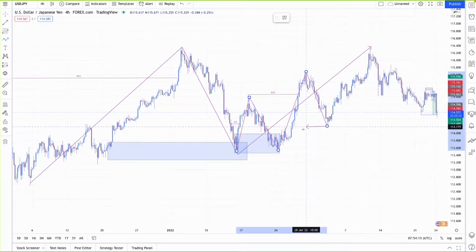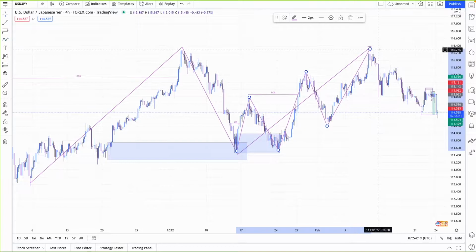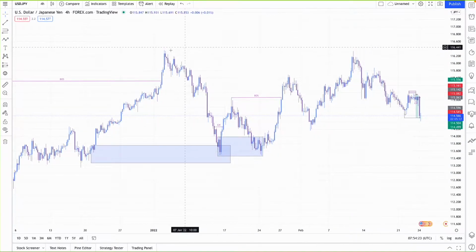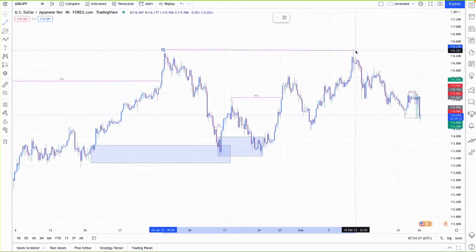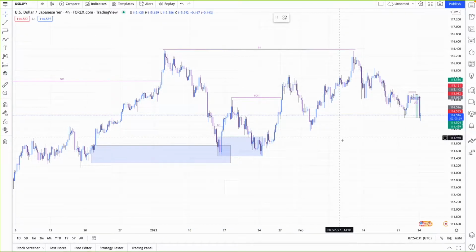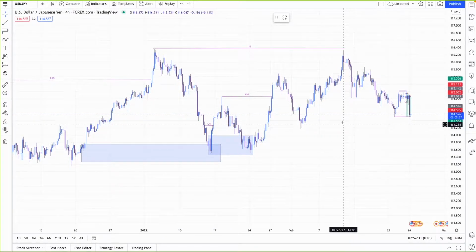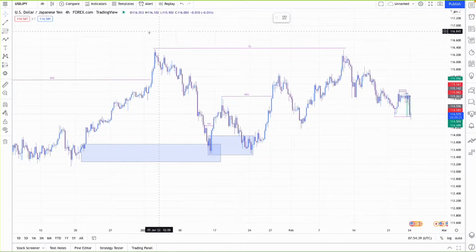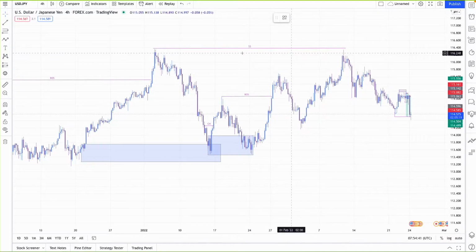We pull back into what is once again daily demand, and then we take out the high. Once we take out this high, at this point you're expecting that this high right here will be taken out, but instead it creates relatively equal highs, which is, as we know, buy side liquidity, especially for these big banks and institutions and small hedge funds that are trading on these 4-hour timeframes, and retail traders themselves.